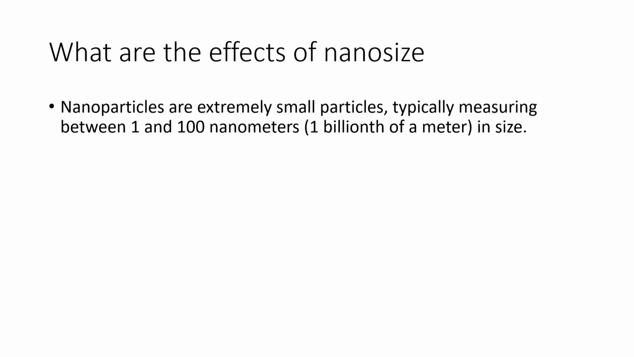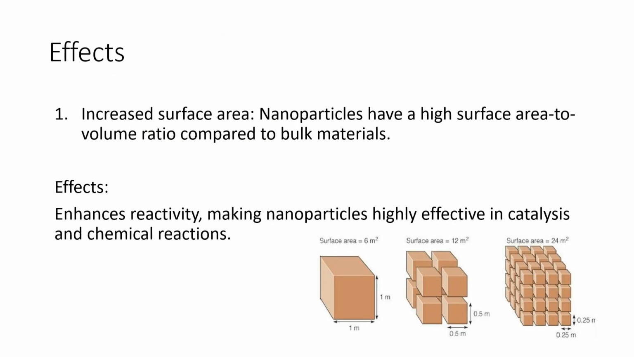So what are nano-sized particles? Nanoparticles are extremely small particles that measure between 1 and 100 nanometers, and you know that a nanometer is 10 to the power minus 9 of a meter. So the first effect of forming the nano-sized particle is the increase in surface area. As you can see here, when you have a bulk particle, it has a smaller surface area, but when you change it into smaller and smaller particles, the surface area is going to increase.